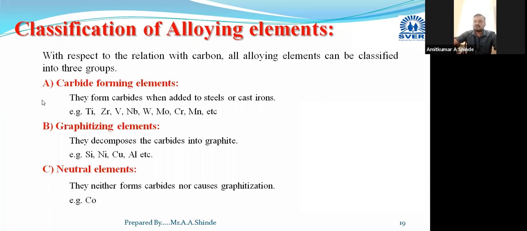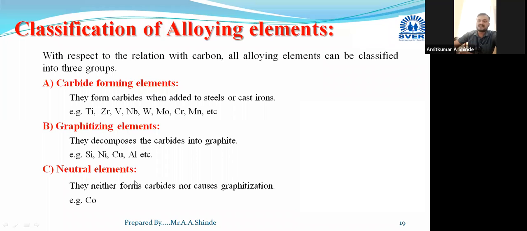Carbide forming means they combine with the carbon, and that element forms its respective carbide. Graphitizing elements break or decompose the existing carbide, and they separate the carbon in the form of graphite. These elements are considered under the category of graphitizing elements. Examples I have written here are silicon, nickel, copper, and aluminum. These are examples of graphitizing elements.